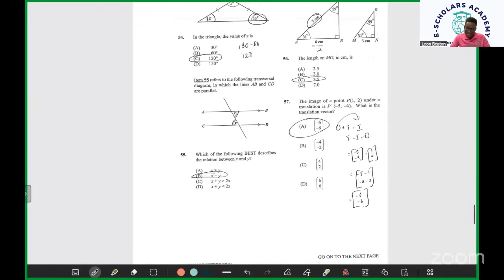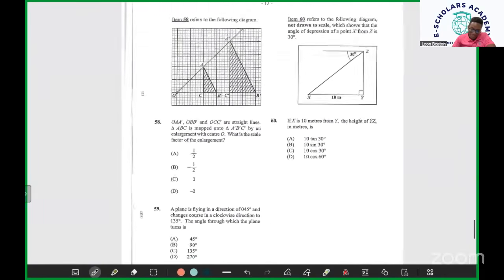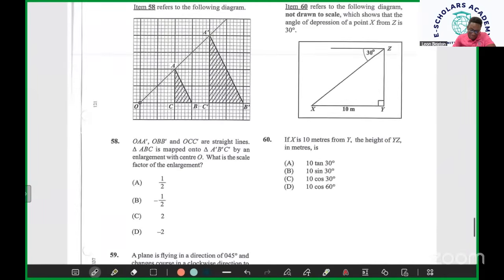All right, let's go. So the one is the scale factor for the enlargement. So we see the image here is 2 units. So this is 2 divided by the object. The object is 1, so 2 divided by 1 is 2. Simply C.